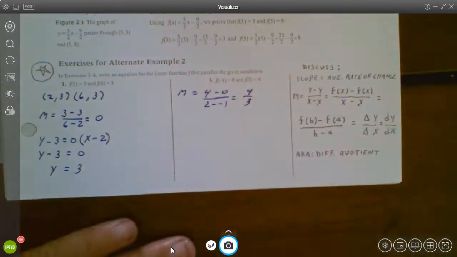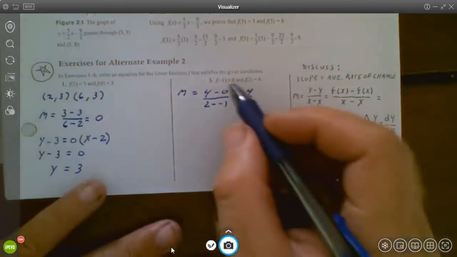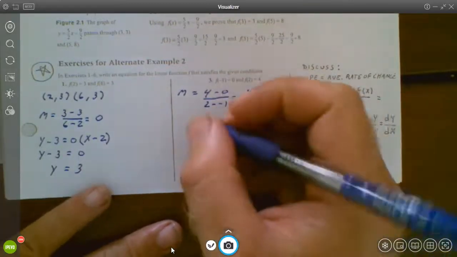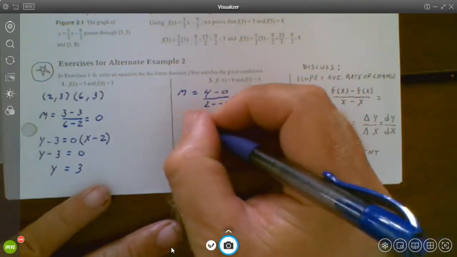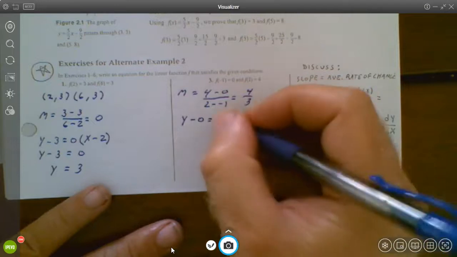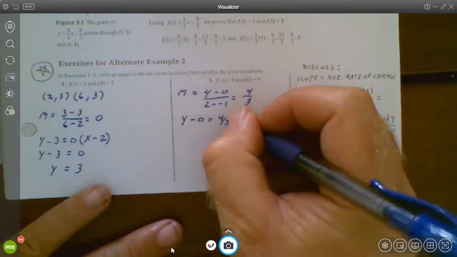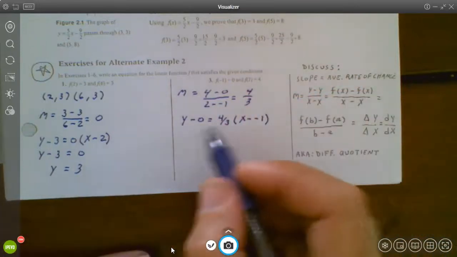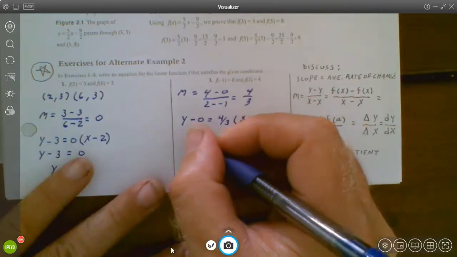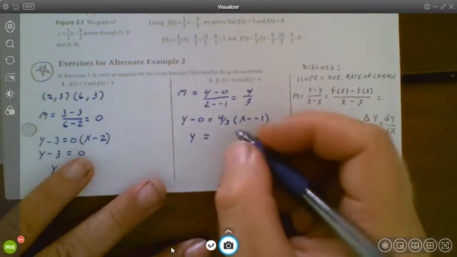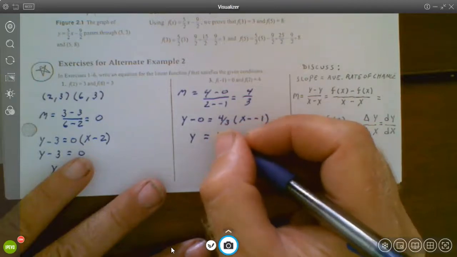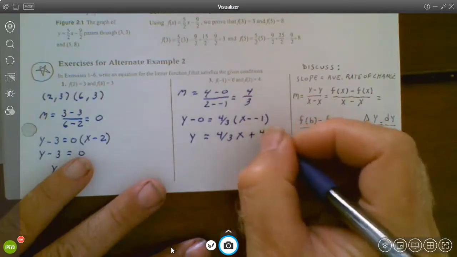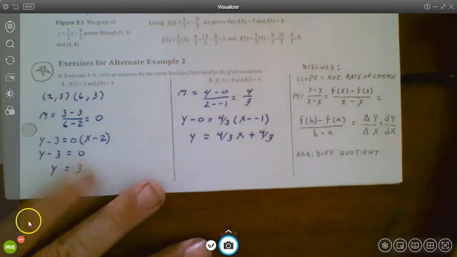So we're getting a slope of 4/3. Let's take the easy information here, (-1, 0), to plug into our point-slope formula. So I'm going to say y minus y1 equals my slope times x minus x1. This will be a little easier because of the 0 right here. That's just going to be y. On the right side, we're just going to distribute that slope. So we get our 4/3 x plus 4/3. And that would be our function.